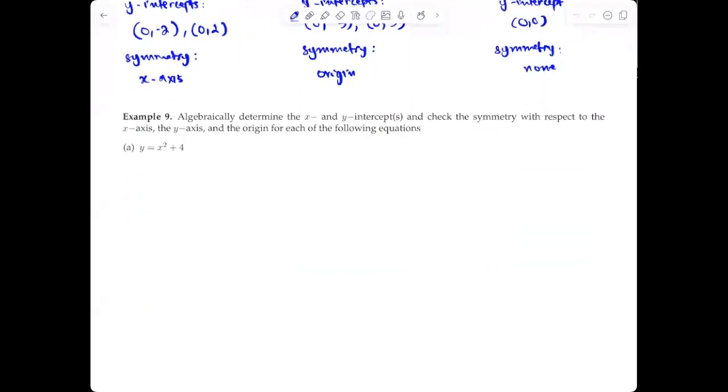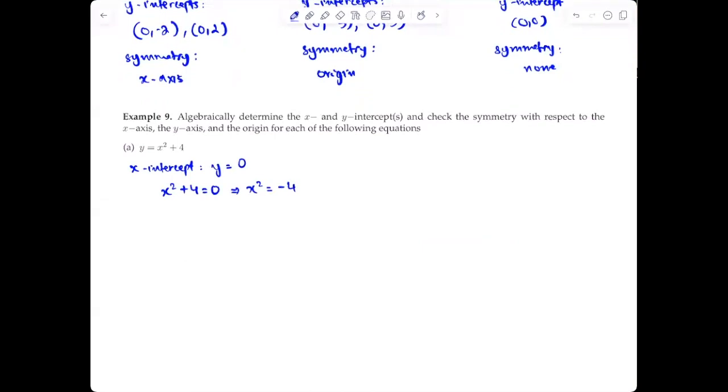Okay, so for the x-intercept, the y value is always equal to 0. So you set y equal to 0 and you solve for the value of x. Then you have x squared plus 4 equal to 0. And then when you solve for this, you get x squared equal to -4. So when you have x squared equal to -4, that means there's no solutions here. So there's no x-intercepts. You with me on this, right?